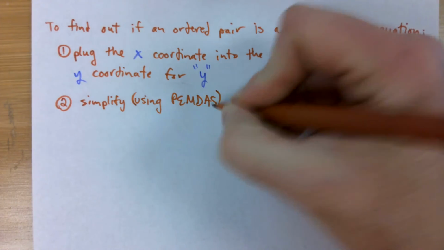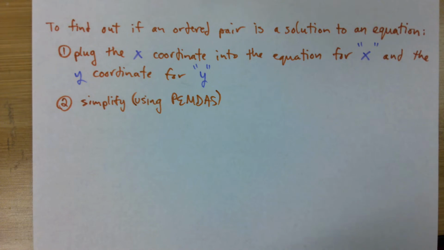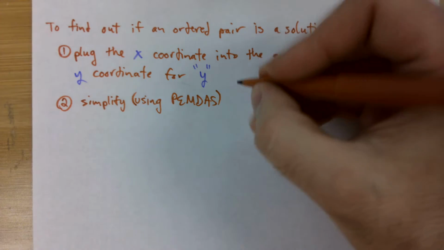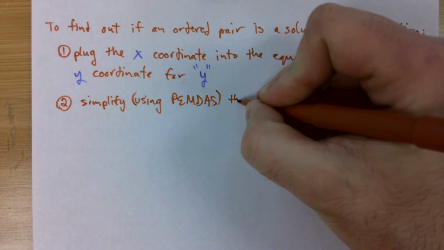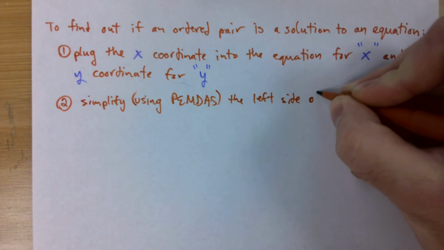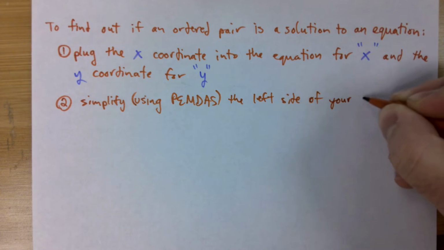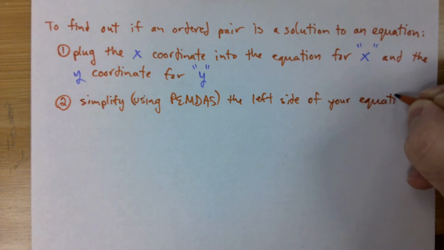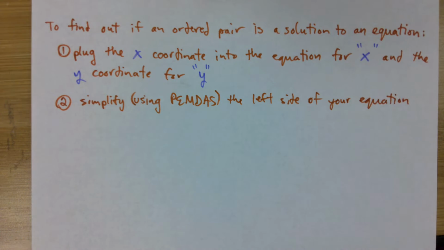And then actually put using PEMDAS in parentheses. And we're going to say simplify the left side of your equation. As we'll see, there's only one side that we're even able to simplify, but it's always going to be on the left, so we might as well be specific.